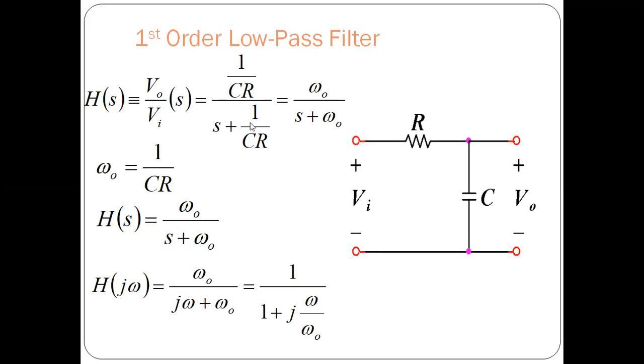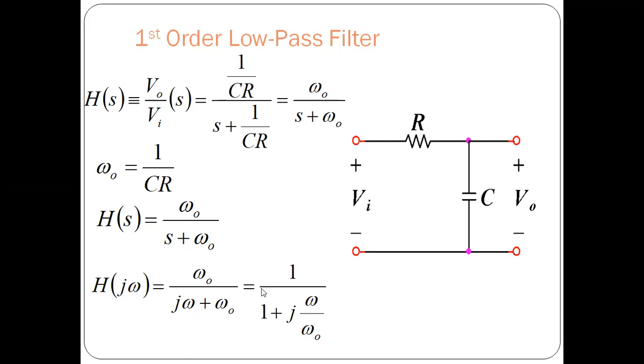We are going to assume that omega naught is equal to 1 by CR. So in the place of 1 by CR, we write omega naught: omega naught divided by S plus omega naught. So H of S will become omega naught divided by S plus omega naught. Now, as we know, in the Laplace domain S is equal to j omega. So in the place of S, we place j omega. H of j omega is equal to omega naught divided by j omega plus omega naught.